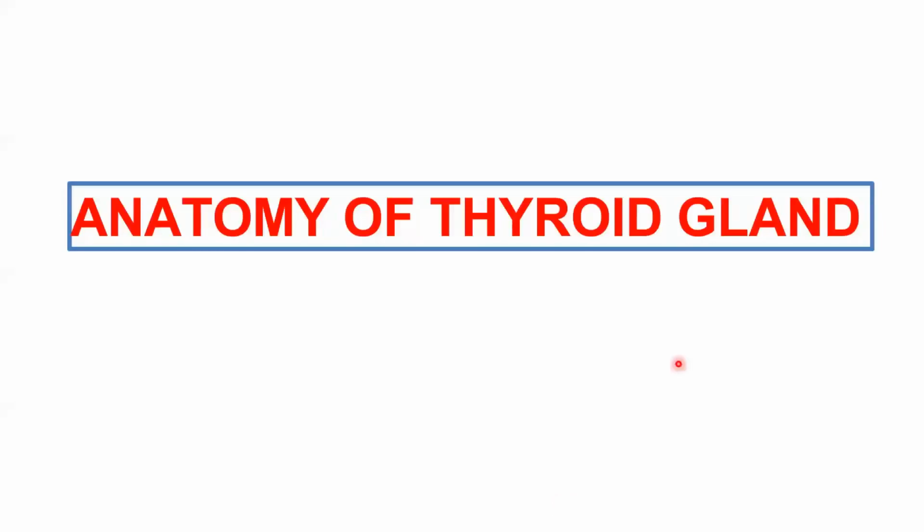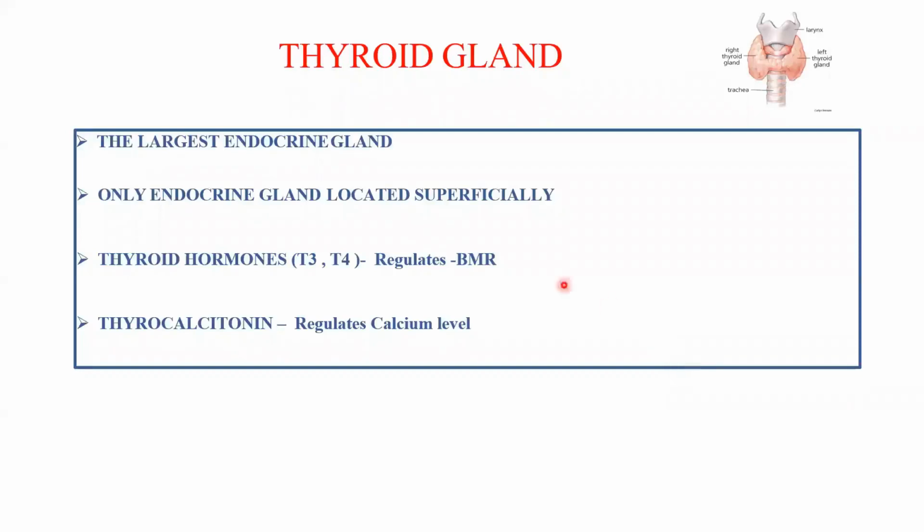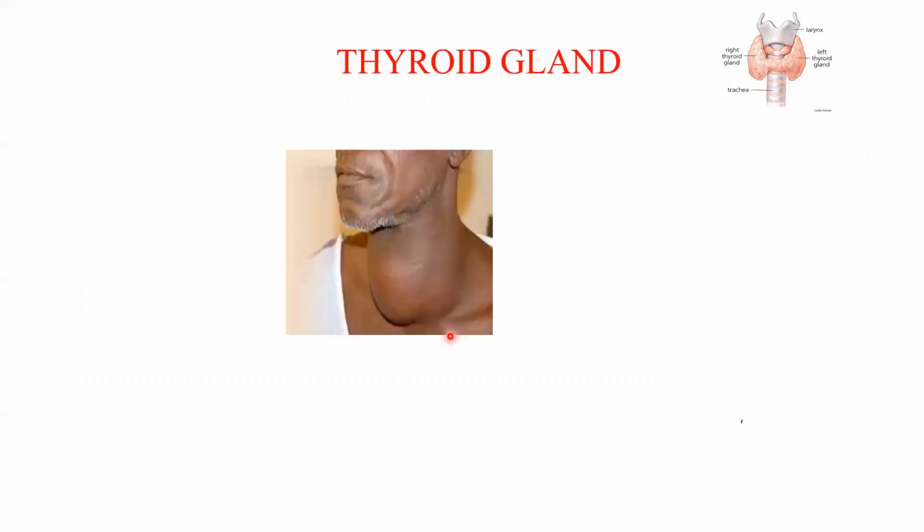In this lecture, we will study the anatomy of the thyroid gland. Thyroid gland is the largest endocrine gland in the body and is the only endocrine gland located superficially. By secreting the thyroid hormones, it regulates the metabolism in the body, and it also secretes calcitonin, regulating the calcium levels in the body. The thyroid gland is clinically important as it is involved in a common disease, that is the goiter.